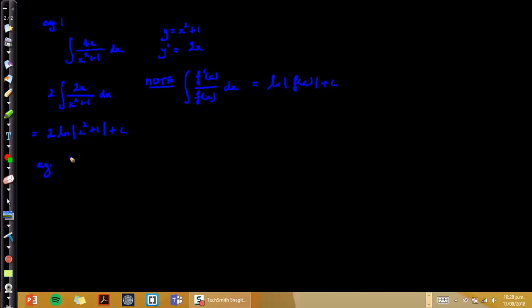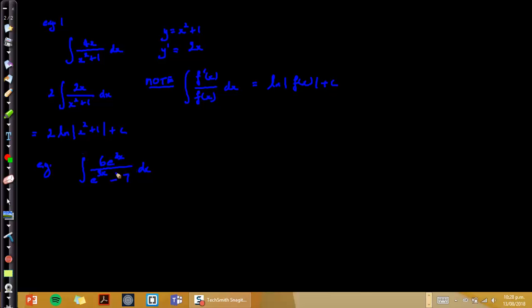What happens if we have something that's not polynomial type? Let's take a look at something like, let's say we had 6e to the power of 3x, and on the bottom we had e to the power of 3x minus 7.